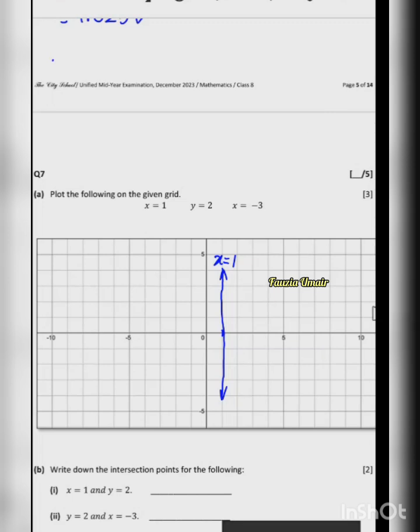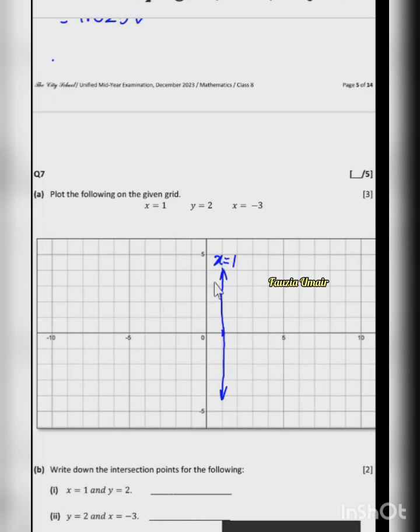So beta, are you clear that x is equal to 1 is this kind of line? Yes, ma'am, clear. Why did you draw a straight line? Because x is equal to 1 is a line in one variable. These lines are called special lines because they are parallel to either the x-axis or the y-axis.